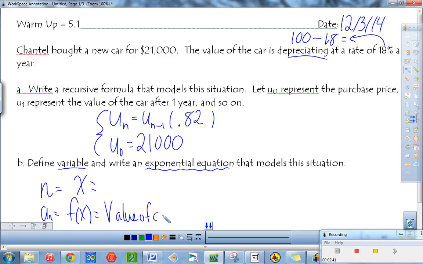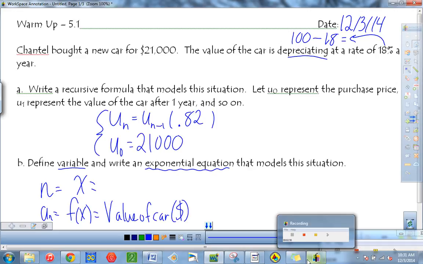So it's not the cost, oh, that's the same thing. They just use the word value. So what does x stand for? How many years? Very nice. Time in years.